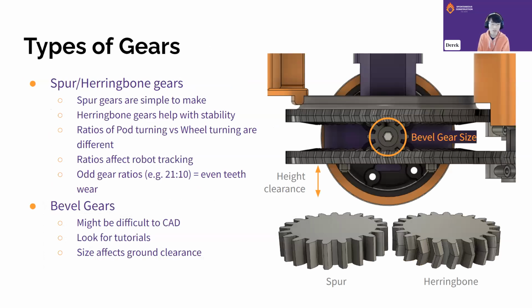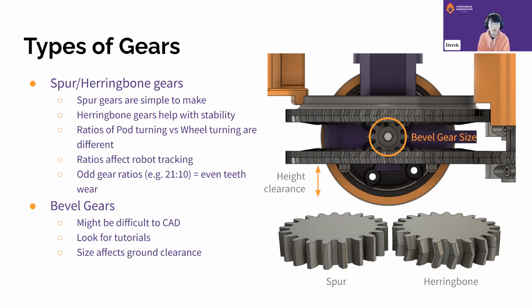So the types of gears, there are two main types of gears. There are spur/herringbone gears and the bevel gears. So for the spur/herringbone gears, what is the difference? Well, spur gears are pretty simple to make. They are straight tooth channels. So that means you can slide them against each other for easy assembly. And herringbone gears are these V-shaped tooth profiles. And what these V-shaped profiles do is that they can help with the center alignment and help with more force from the motor to the actual rotation of the pod.